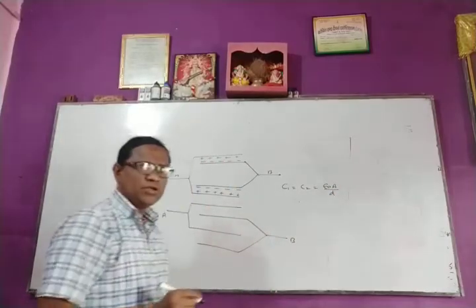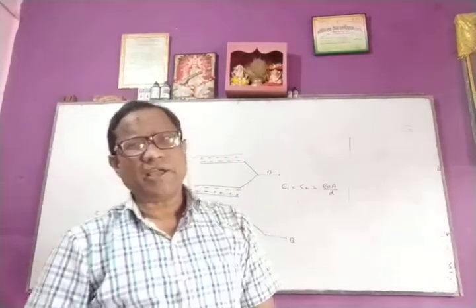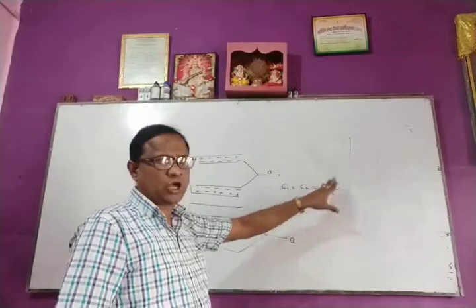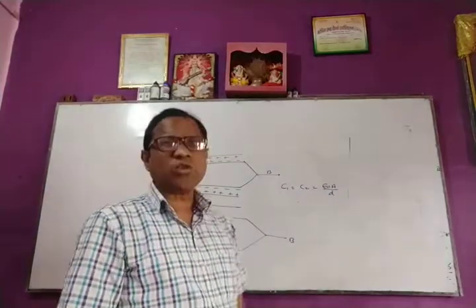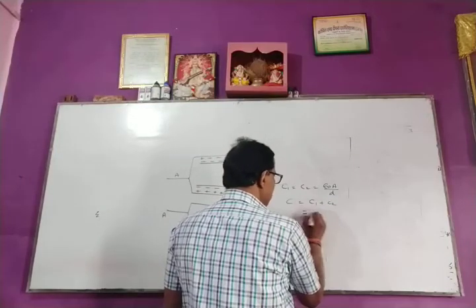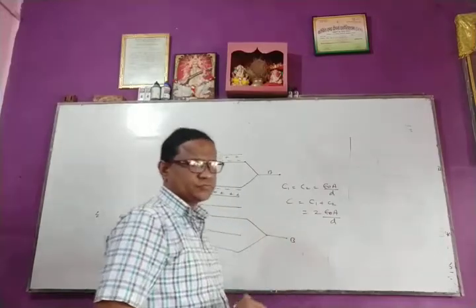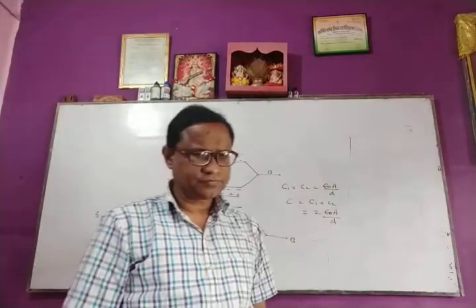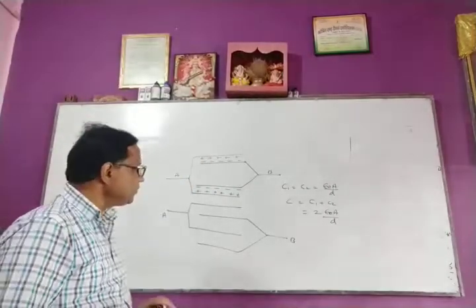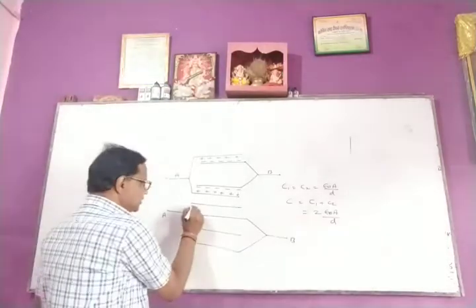And if the space between the plates is filled by air, then we can write C1 is equal to C2 is equal to epsilon naught A by D. Both are in parallel, so C is equal to C1 plus C2, that is 2 epsilon naught A by D. Clear?